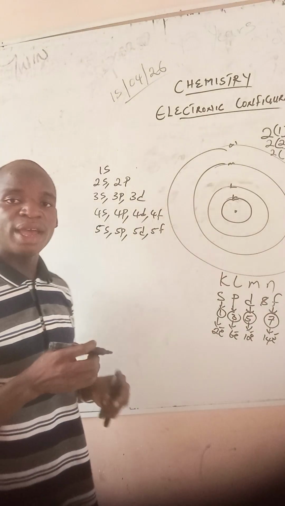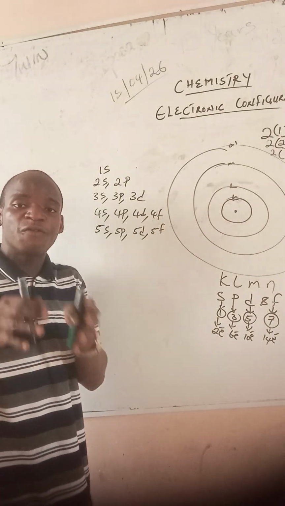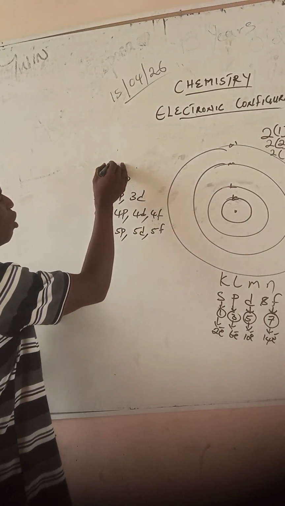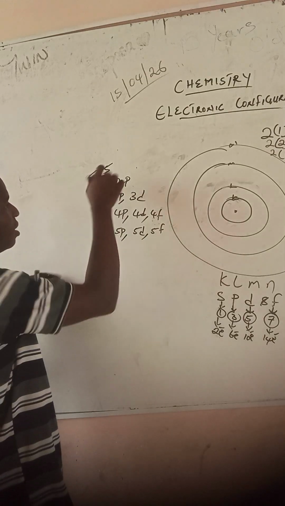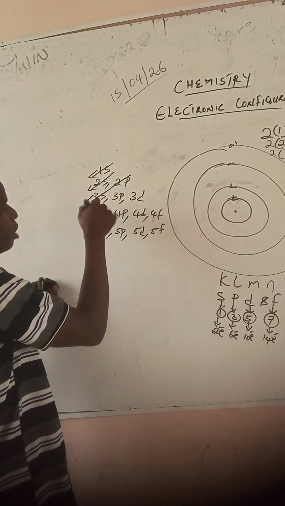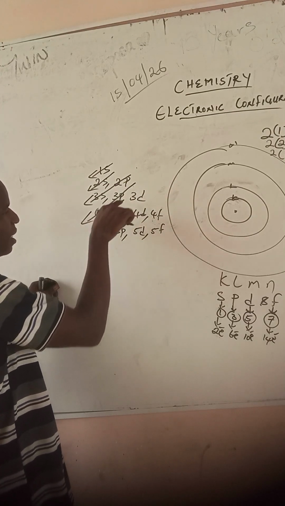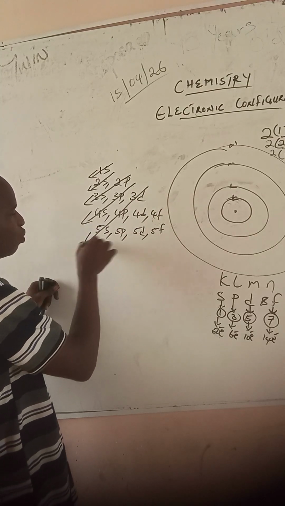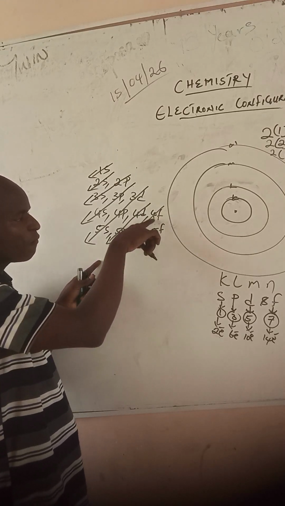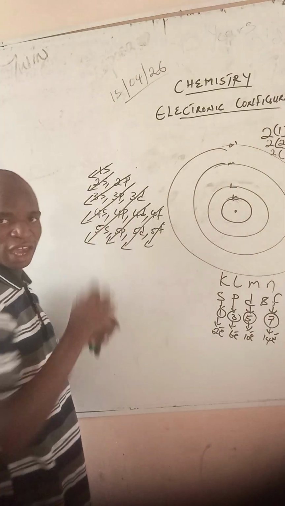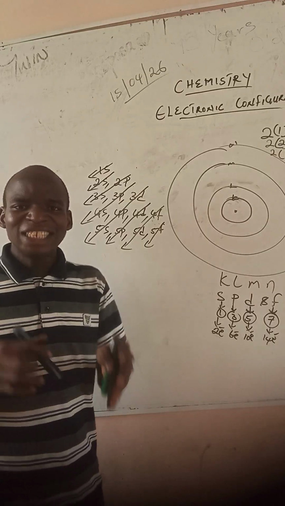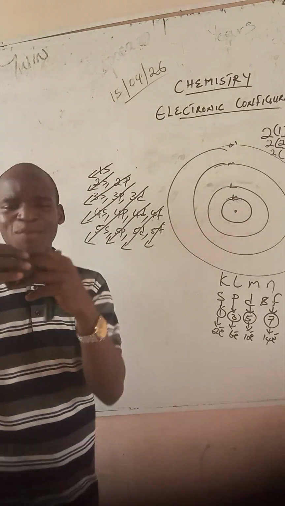Let's stop here because we're learning how to write the electronic configuration for the first 20 elements. Now, the filling order from low energy to high energy: after 1s, we have 2s. After 2s, we have 2p to 3s. After that, we have 3p to 4s. After that, we have 3d to 4p to 5s. After that, we have 4d to 5p. After that, we have 4f to 5d and then 5f. Do you understand? Now, let's use this to write the electronic configuration of elements.